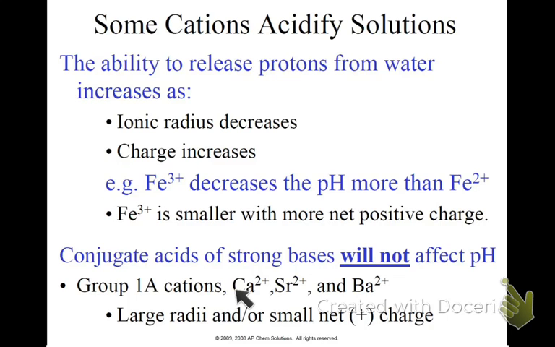Conjugate acids of strong bases will not affect pH ever. So something like calcium, strontium, barium, lithium, sodium, all of those have large radii and small net charges, so therefore they're not going to affect the pH as much as something like iron 3 plus or other cations.